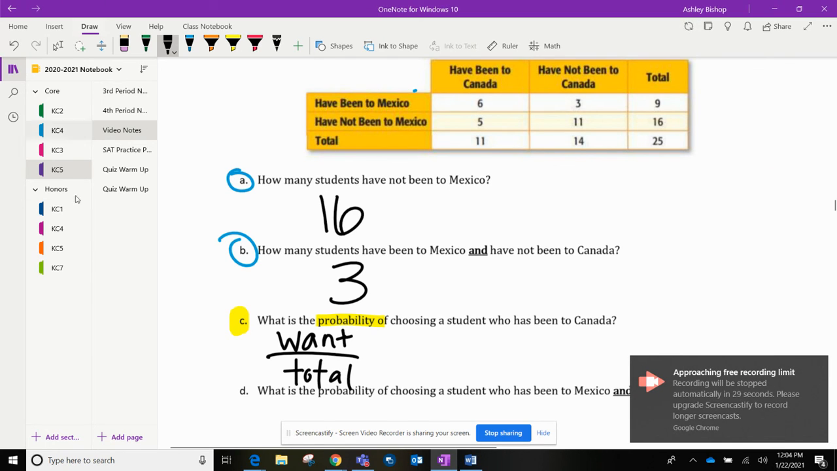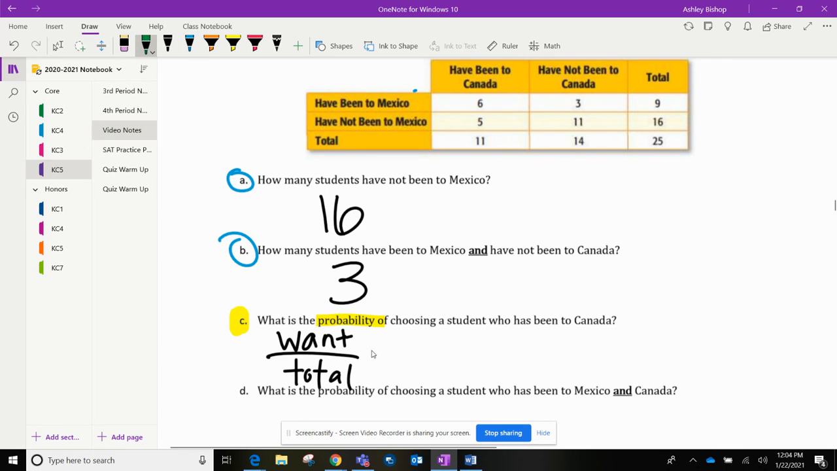I want the total number of people that have been to Canada out of all the people that are being surveyed. Well, that's 25 people being surveyed. Of those 25 people, remember my want is people that have been to Canada. There are 11 total people that have been to Canada. So 11 over 25. Make sure you watch the next video too.